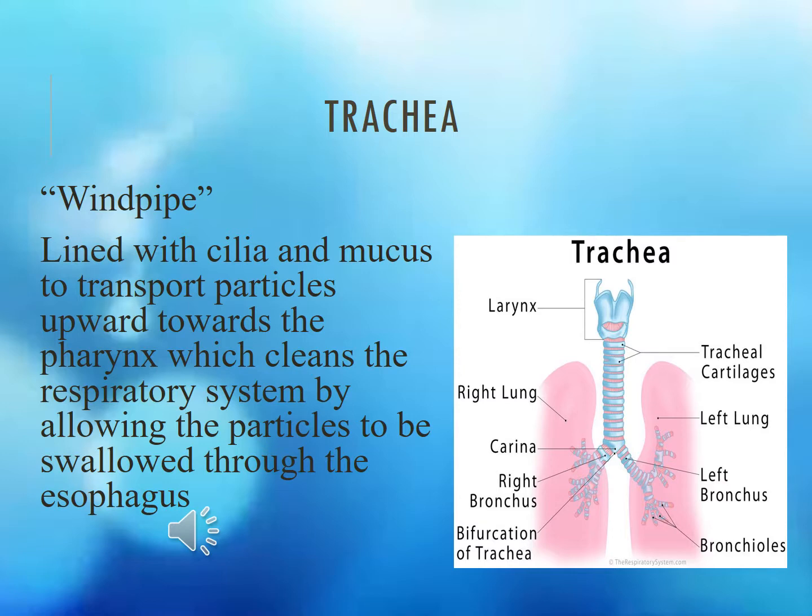And then we're going to move on to the trachea, also known as the windpipe. This is lined with cilia and mucus to transport particles up towards the pharynx, and this is what cleans the respiratory system by allowing the particles to be swallowed through the esophagus.